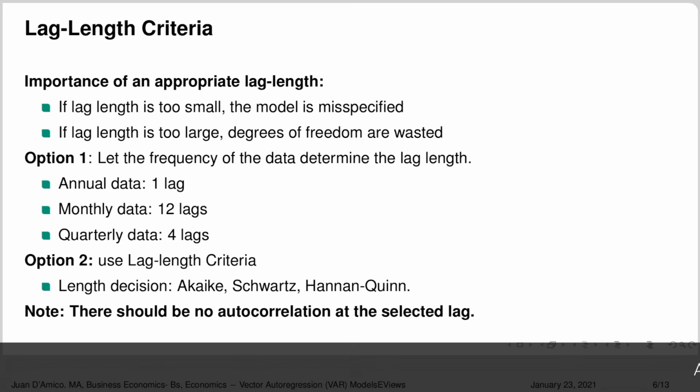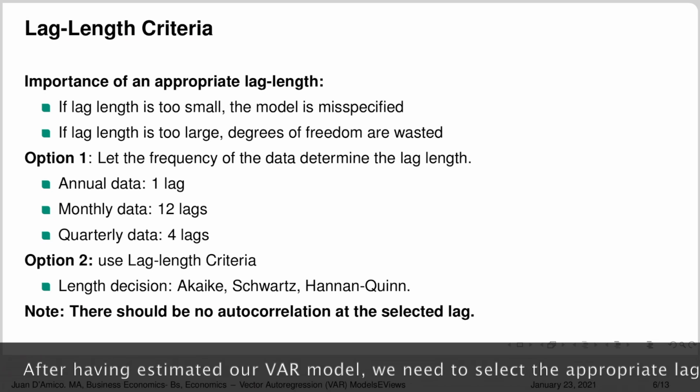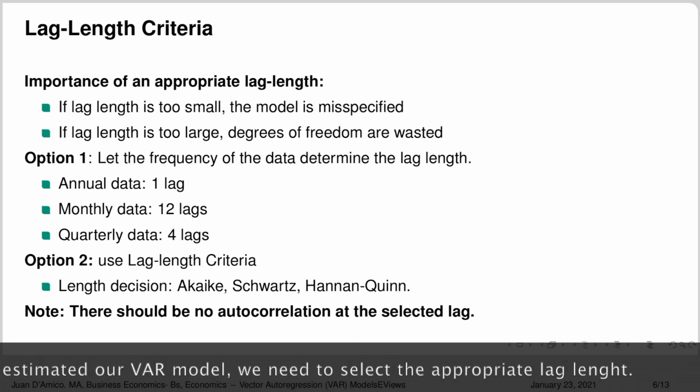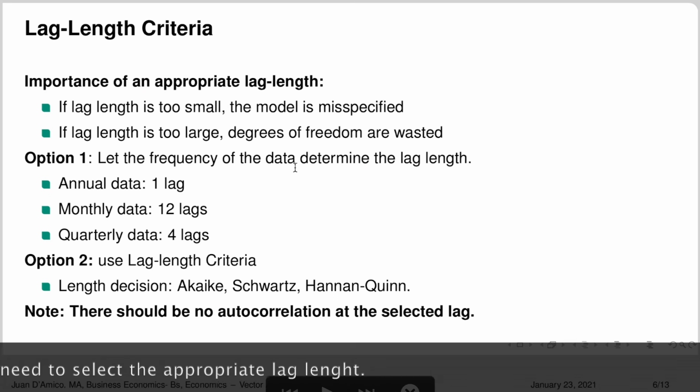Lag length criteria. The importance of an appropriate lag length is that if the lag length is too small, the model is going to be misspecified, while if the length is too large, degrees of freedom are going to be wasted. So there are two options to work around this. You can let the frequency of the data determine the lag length. If you're working with annual data, it's going to be 1 lag. Monthly data will be 12 lags, and quarterly data is going to be 4 lags.